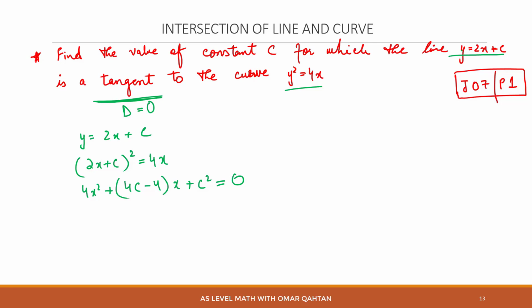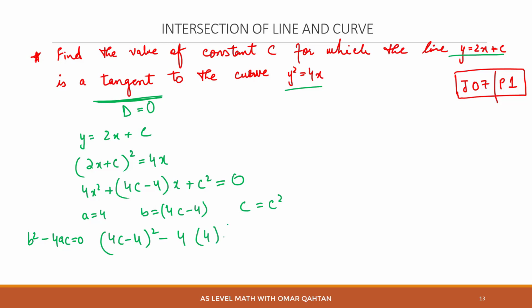As we know that this line is tangent to the curve, we need to apply the discriminant condition and put it equal to 0. For this equation we have a equals 4, b equals 4c minus 4, and c equals c square. Substituting back into the discriminant formula b square minus 4ac equals 0, we have (4c minus 4) whole square minus 4 times 4 times c square equals 0.